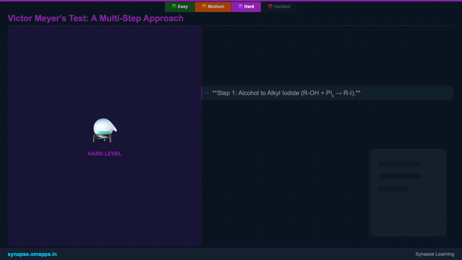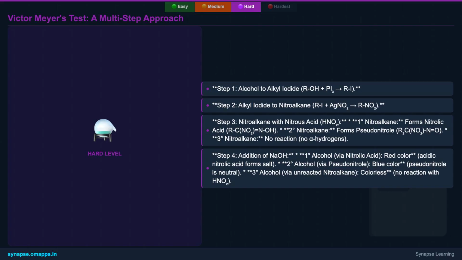The Victor-Meyer test is a comprehensive, multi-step method. First, the alcohol is converted to an alkyl iodide, then to a nitroalkane. This nitroalkane is then treated with nitrous acid.